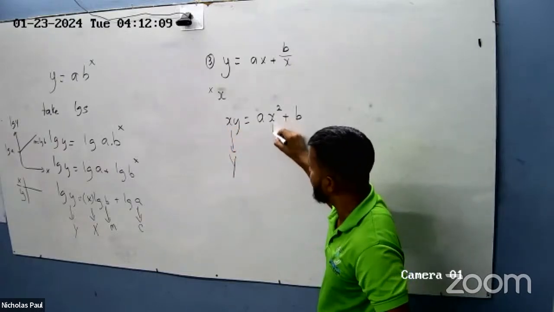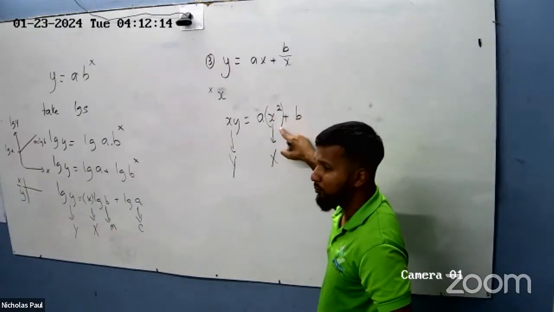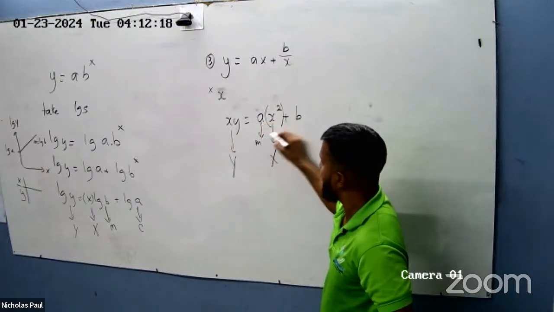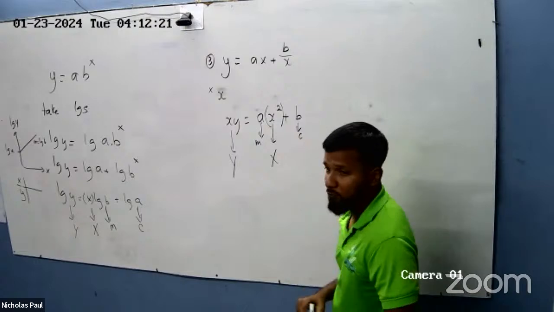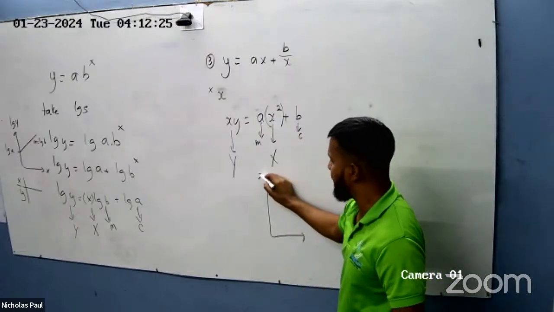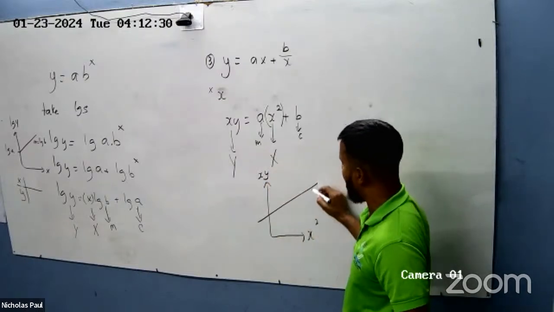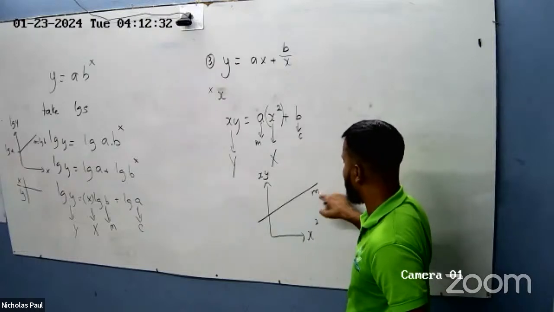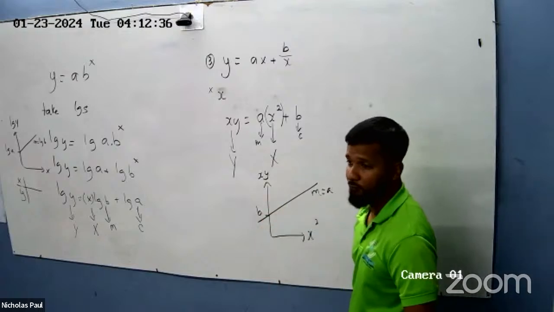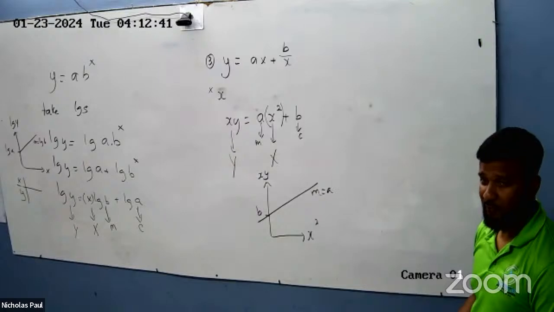What about here? Any a and b in x squared? Nope. Any x or y in a? Nope. Any x or y here? Nope. So now I could go ahead, take my values, plot xy, and plot x squared. I'll get a straight line. Gradient is equal to a. Y-intercept is b. You see that?